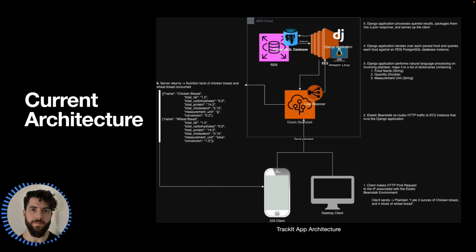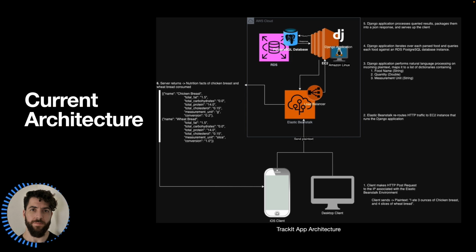The next thing that'll happen is that Elastic Beanstalk will reroute the HTTP traffic to the EC2 instance that runs the Django application. Next, the Django application will perform some natural language processing on the incoming plaintext, and it'll map it to a list of dictionaries containing the food name, quantity, and measurement unit. Next, the Django application will iterate over each parsed word and query each food against an RDS PostgreSQL database instance.